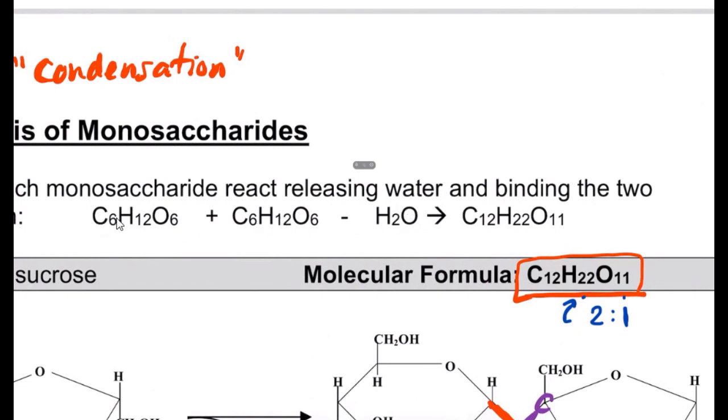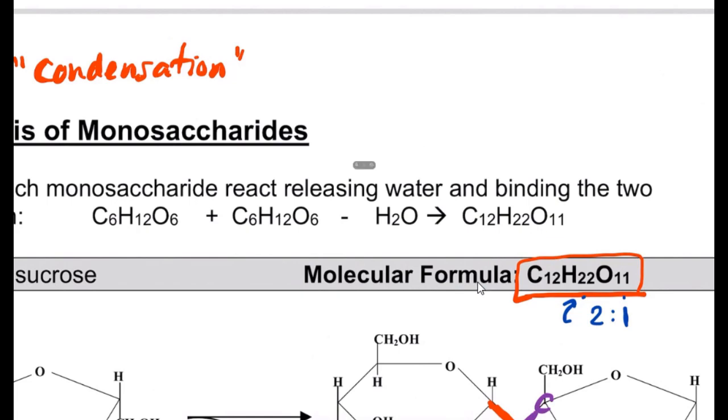When you add the carbons together, 6 and 6 is 12, okay? 12 and 12 is 24, but I take off 2 of them, so now I've got 22. And then, of course, 6 and 6, but take away the 1 oxygen, I'm going to end up with 11 oxygens. So this is another easy one to memorize. C12, H22, O11. If you forget it, because you've memorized the monosaccharide formula, you've memorized glucose's formula, you can always just add them together and subtract the 1, as long as you remember to take out the water.